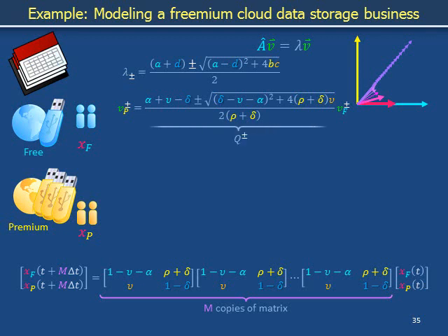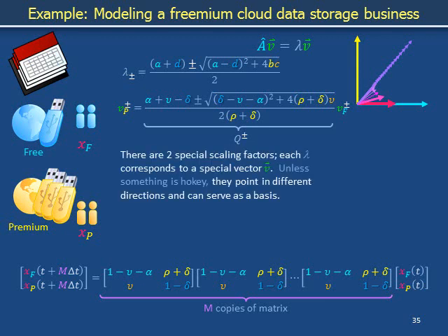Let's rename the gobbledygook Q plus or minus. There are two special scale factors. Each lambda corresponds to its own special vector v. Unless something is hokey, the two vectors v point in different directions and can serve as a basis for establishing a coordinate grid for describing the state of the subscriber base.